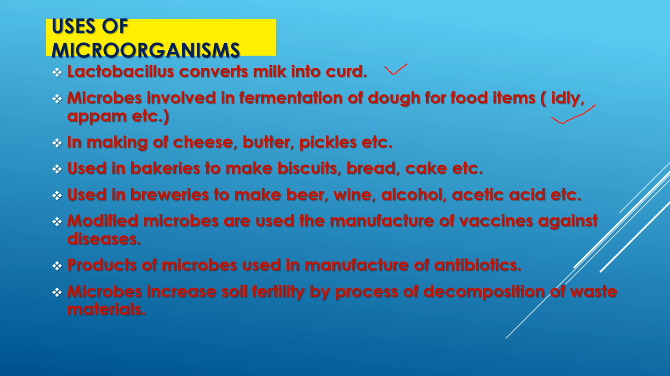In making of cheese, butter and pickle, it's used in bakeries to make bread, biscuits, cakes, etc. Used in breweries to make beer, wine, alcohol, acetic acid. Modified microbes are used in the manufacture of vaccines against diseases. Products of microorganisms are used in manufacture of antibiotics. Microbes increase soil fertility by the process of decomposition of waste material. These are the n number of uses of microorganisms.